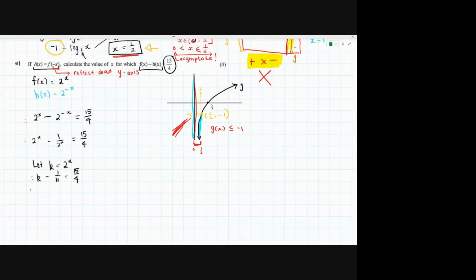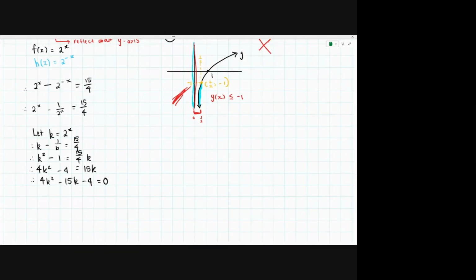We obviously don't want that K in the denominator, so I'm going to times everything by K, giving me K squared minus 1 equals 15 over 4K. And then I don't particularly want that 4 either, so I'm going to times everything by 4. 4K squared minus 4 is equal to 15K. Get it into standard form, so 4K squared minus 15K minus 4 is equal to 0.